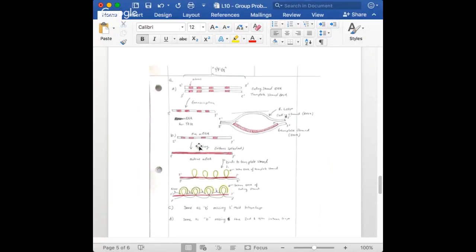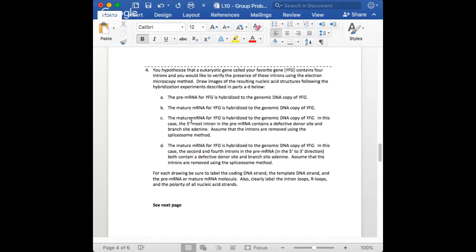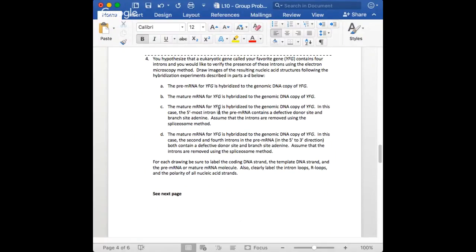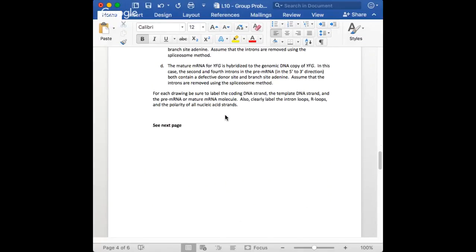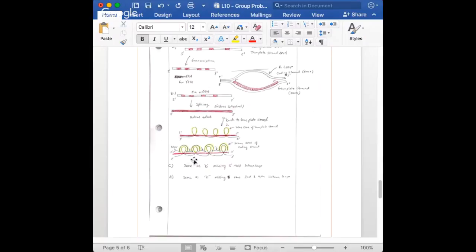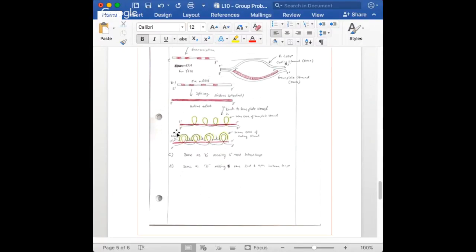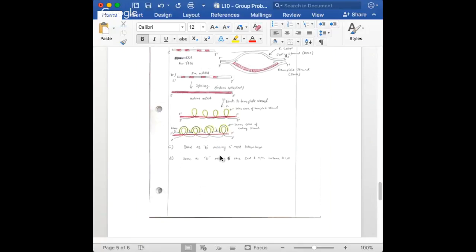So question C is asking, well, the mature RNA for YFG is hybridized to the genomic DNA copy. Okay, so that means they're overlaying on each other. So it's saying that the 5' intron has a defective donor site and branch site adenine. So we just know that as it's the same as this drawing here, except for the 5'-most intron loop, it's missing because it couldn't happen, because it couldn't bind.